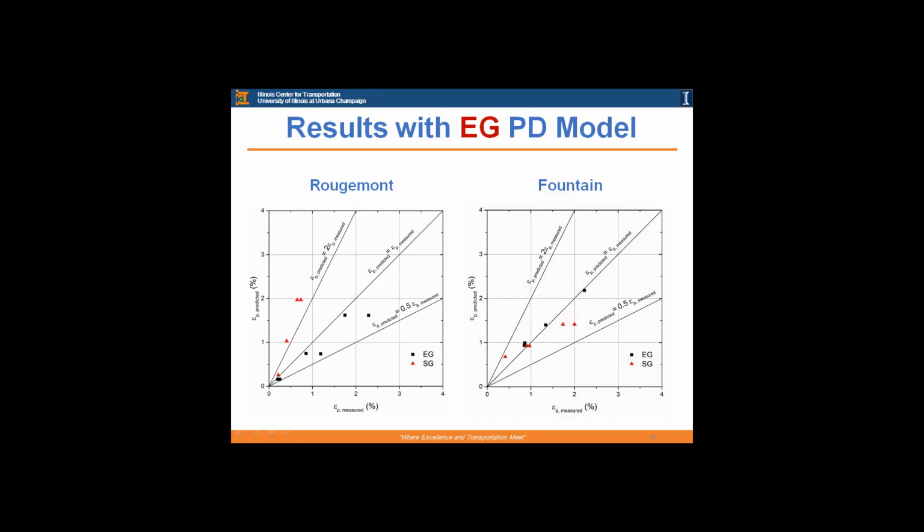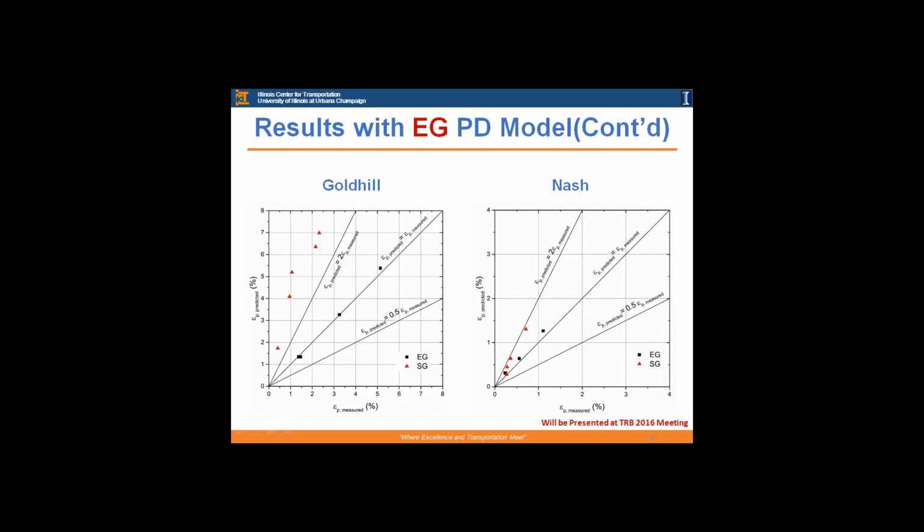permanent deformations. So for Rougemont, for example, where the gradation was significantly different, we see that the source gradation over-predicted the permanent deformation using the engineered gradation's PD model parameters. For Fountain, where the gradation was similar, they are within those limits. Gold Hill, again, the gradation was much different and the shear properties were much different, so they are off again. And Nash, they are within the range.